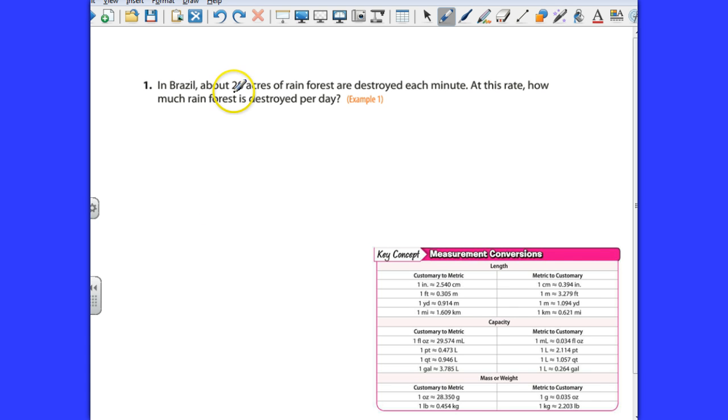All right, now this particular problem, let's read it. It says, in Brazil, there's 20 acres of rainforest that are destroyed every minute. At this rate, how much rainforest is destroyed per day? Okay, so essentially what we're doing here is making a conversion from minutes to days. Here's some information that you need to know to solve this. Jot this down first of all. It's stuff that you should know, that 60 minutes is equal to 1 hour, and that 1 day is equal to 24 hours.